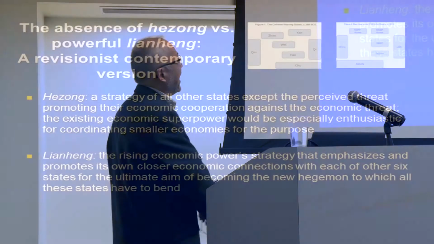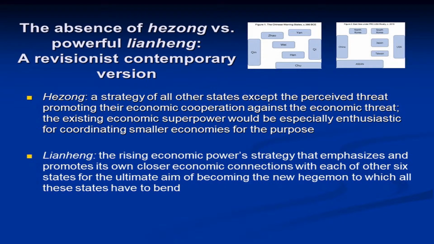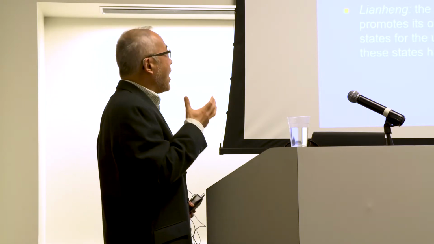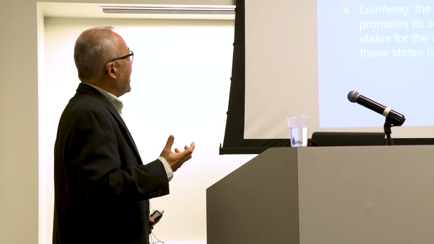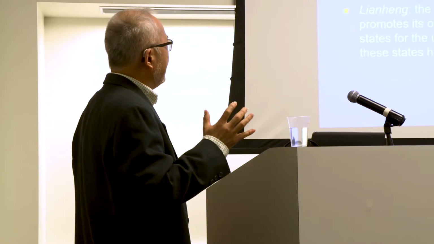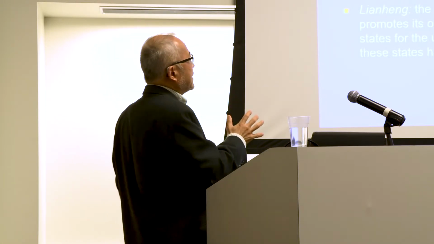So how about today? I would say my revisionist version of observation of 合纵 and 连横 basically means economic-centered. That's what I mean by revisionist. Of course, we talk about today's regional international relations in East Asia. So you could say Hezong can be defined as a strategy of all other states except the perceived threat in the map, which is China, promoting their economic cooperation against the economic threat. And the existing economic superpower would be especially enthusiastic about coordinating those smaller economies for this purpose.